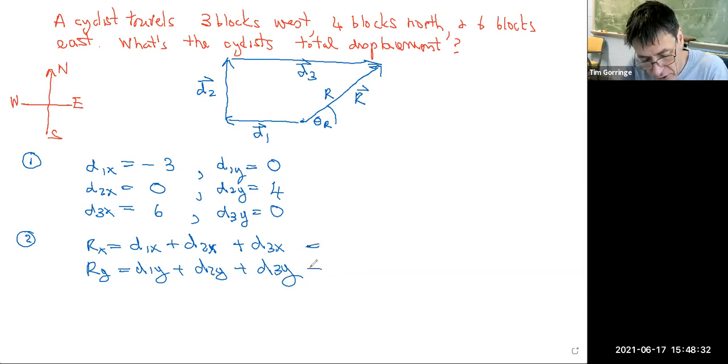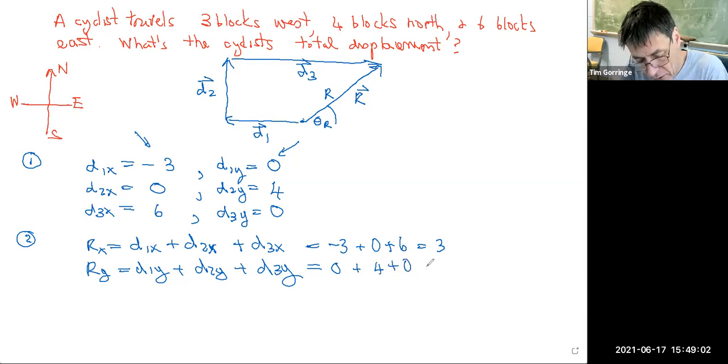And so all I have to do is add up the 3 x components, 3 y components to get the resulting x and y components. So for the x components, let's look here. We got minus 3, we got a 0, and we got a plus 6. And so overall, we get 3 blocks traveled in the x direction. For the y components, let's look here. We've got a 0 plus a 4 plus another 0. So overall, we traveled 4 blocks in the y direction. And that's stage 2 of the calculation. We now know the resulting vector in x and y component language.